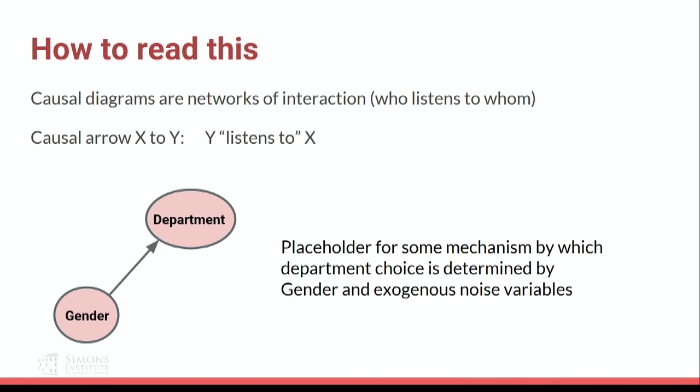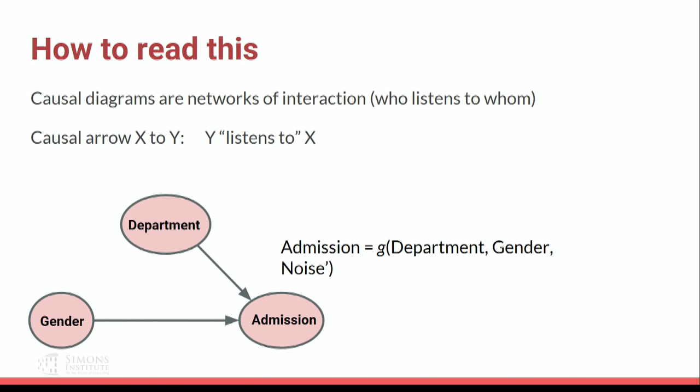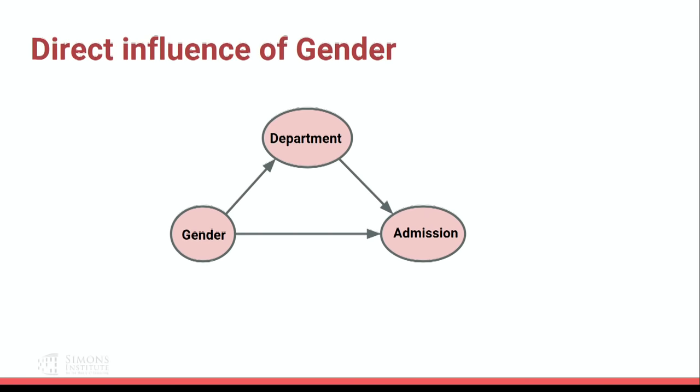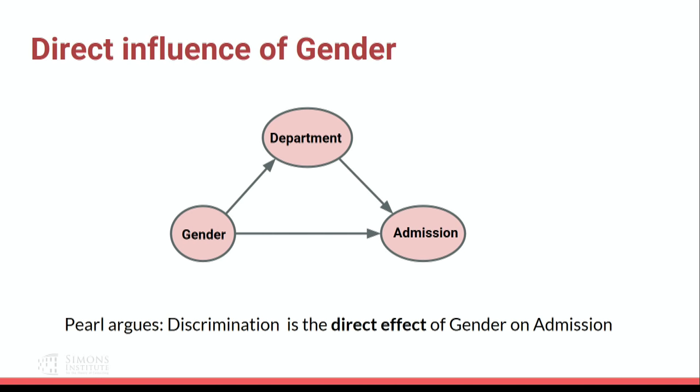What this means is you could write department choice as a deterministic function of gender and some noise variable that's independent of gender and department and models exogenous factors. This is how you should read these diagrams. And if you have more than two incoming arrows, it just becomes a function of the incoming variables. So, for instance, admission would be a function of department, gender, and some other noise variable that's independent of everything. This is how you should read these causal graphs. They tell you how you can piece together these variables and what the dependence structure among them is.